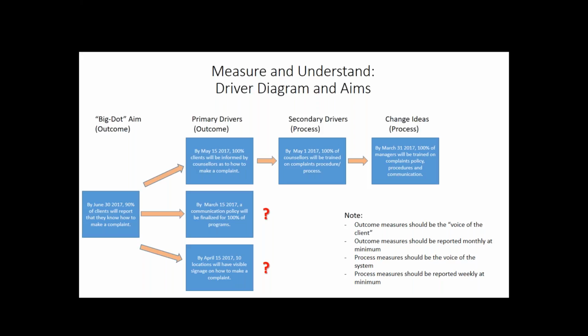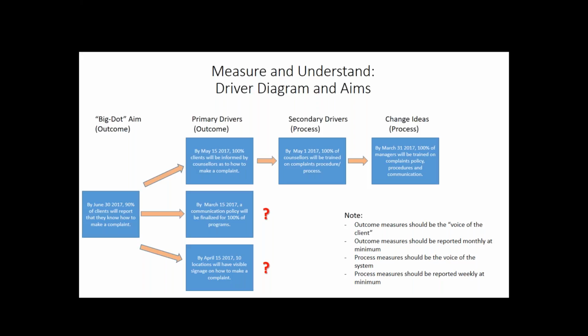Taking this a step further, we can then apply the driver diagram to look at both our big dot, and that's our OPOC item, the number of clients who report that they know how to make a complaint, and setting an aim around that big dot. So for this example, we've said that by June 30th, we want 90% of our clients to report via the OPOC that they know how to make a complaint. And that would be a pretty significant improvement for us. So we then ask ourselves, how are we going to do that?